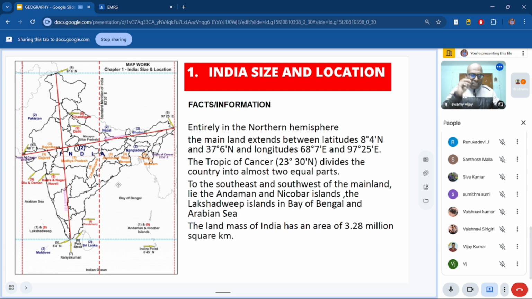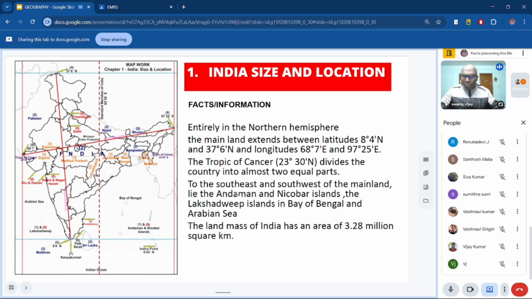This is the static information, you have to remember it. Then the second one, the Tropic of Cancer, 23 degrees 30 minutes north, divides the country into almost 2 equal parts. In the southern side it is the Tropic of Capricorn. To the southeast and the southwest of the mainland are the Andaman and Nicobar Islands and the Lakshadweep Islands, in the Bay of Bengal and Arabian Sea.